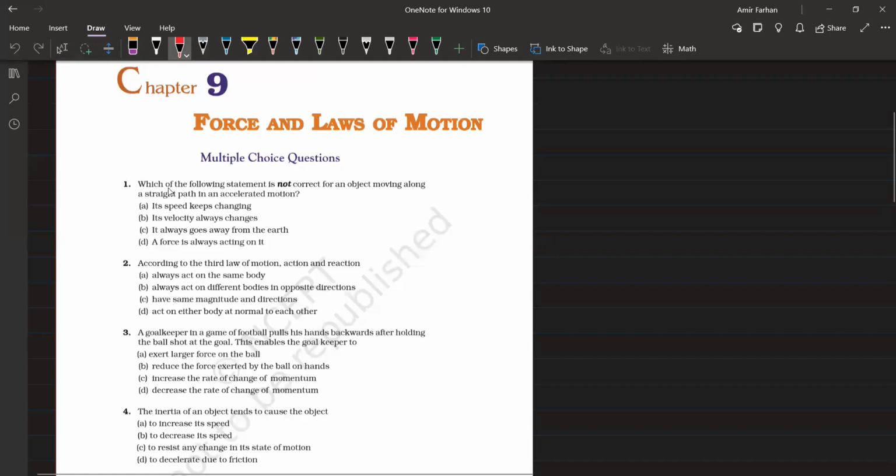Okay, so we'll be doing the MCQs first, then we will be doing some subjective questions. So let's begin with the first question. Nabila and Rumaisa, please let me know, what is the correct answer of this question?